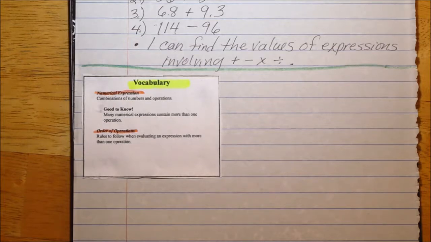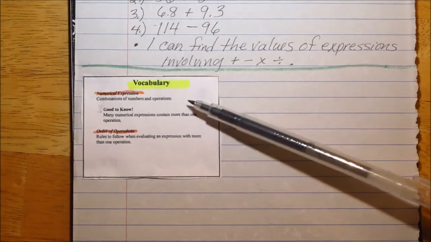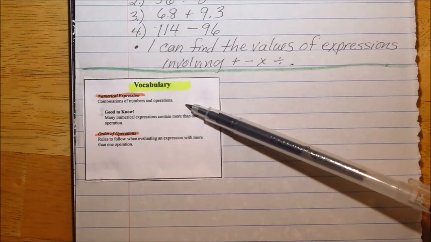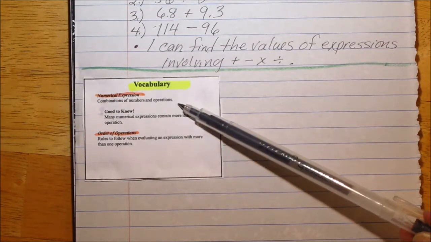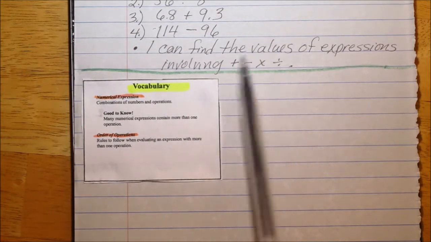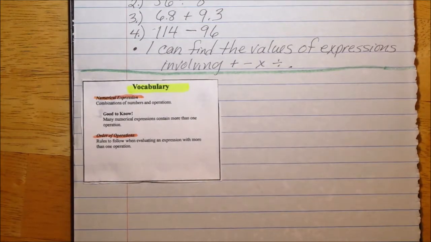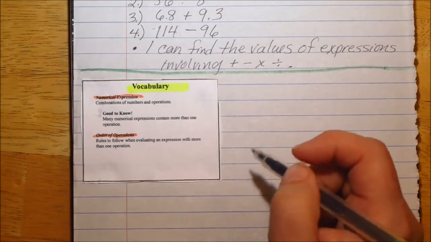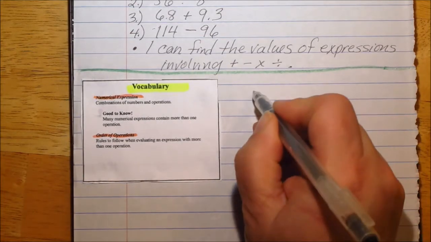Okay, so numerical expressions. They define numerical expressions as combinations of numbers and operations. So, combinations of numbers and these. We talked about what operations are, right? So here's an example of what a numerical expression might look like.